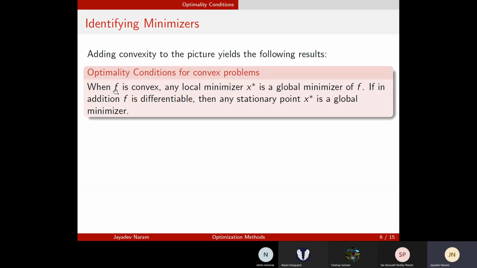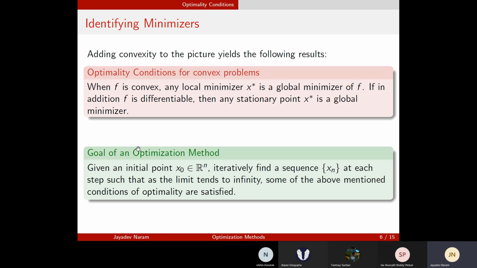So these are basically the tools from calculus that we'll be using to identify the minimizers. Okay. Now, what should be the goal of an optimization method? Given an initial point, iteratively find a sequence x_n such that as the iterations progress to the limit, some of the above mentioned conditions of optimality are satisfied. It might not be the global minimizer, but at least some of them is satisfied.